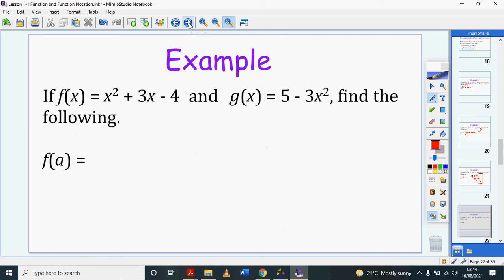If f of x is that, g of x is that, find f of a. Again, f of a simply means that I am replacing x with a. That's what it simply means. So in this whole expression, where I see x, I'm going to replace with a.